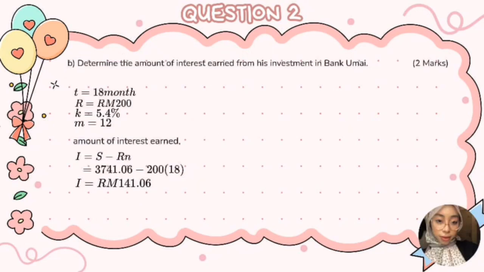In question 2b, we are required to determine the amount of interest earned from his investment in Bank Umay. In this question, the formula used is the amount of interest earned, which is I equals S minus Rn. And also the information is given, which is T is 18 months, R is RM200, K is 5.4%, and M is 12. So the total amount of interest earned is RM141.06.